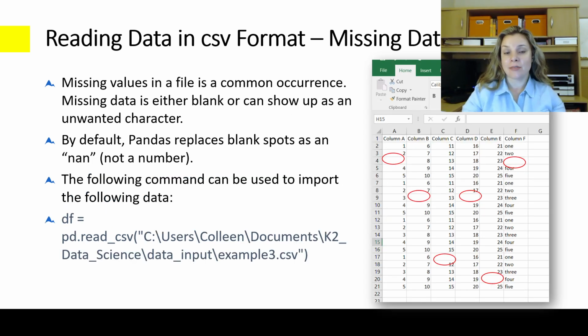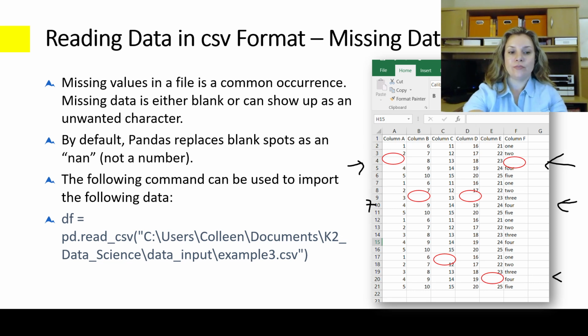It's also common in data sets to have missing data. Sometimes they're completely blank, or they show up as a different type of character that you really don't want. And by default, Pandas does replace any blank spots with an NaN, which stands for not a number. So you could see in our file here that there's several blanks here.